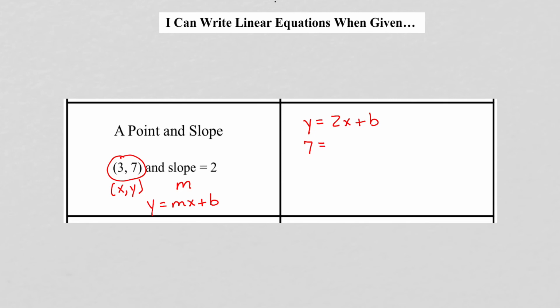7 equals 2 times 3 plus b. I put my x where it goes and my y where it goes. 7 equals 6 plus b. Then I subtract the 6 from both sides, and I have 1 equals b. As easy as that. B equals 1. So then I can write my completed equation, y equals 2x plus 1.